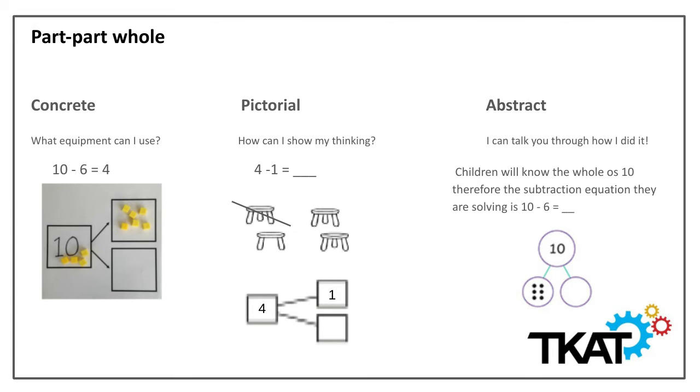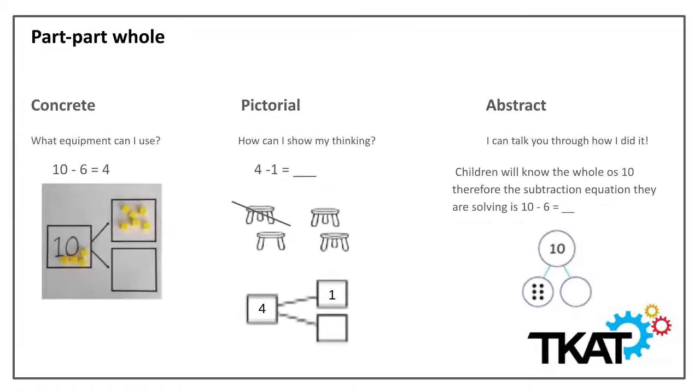When using a part-part-whole model to solve subtraction, children will start by using concrete objects and placing them in the model. In the example, the child is solving 10 subtract 6. 10 is the whole, and to begin with, there were 10 cubes in the whole where 10 is written. The child has then taken away 6 cubes and moved 6 into one of the parts, leaving one part empty. There are 4 cubes remaining, so 10 subtract 6 is equal to 4.